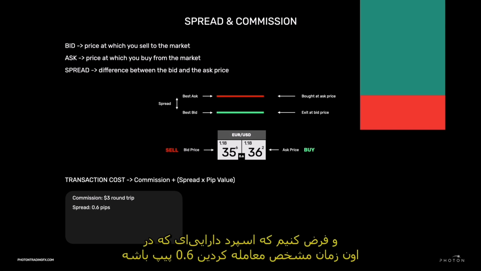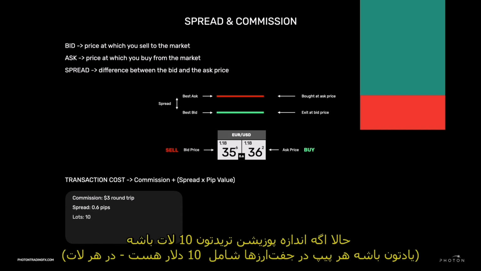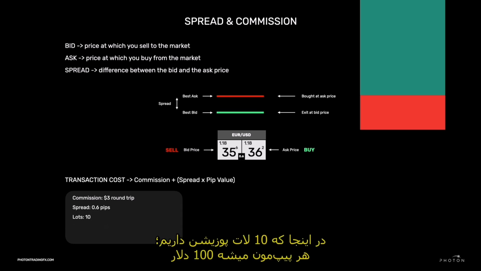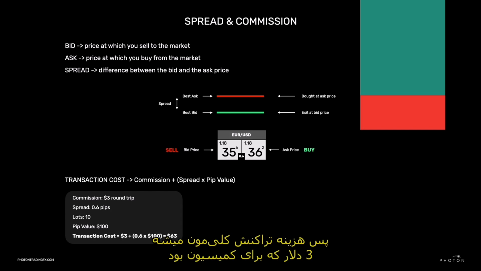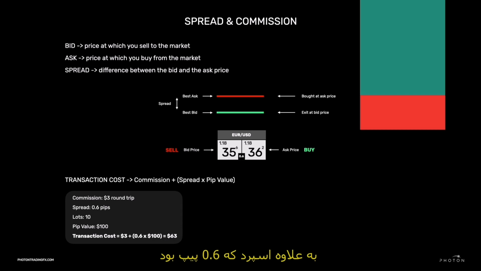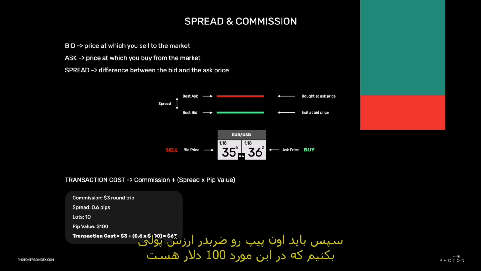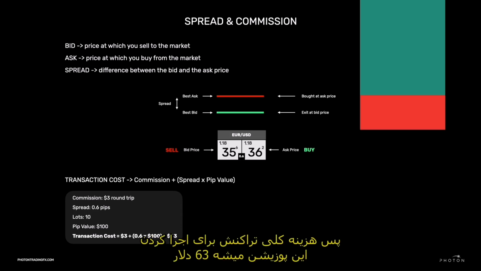Now, let's say the spread at the time of the instrument that you were trading is 0.6 pips. Now, if you have a position size of 10 lots on that trade, remember one lot is $10 a pip on a USD pair. So that means 10 lots is $100 per pip. So that means that the transaction cost will be the $3 commission, the round trip, plus the spread of 0.6 pips, and then you multiply that spread by the monetary pip value, which in this case will be $100. So that means that the total transaction cost is $63 to execute that position.